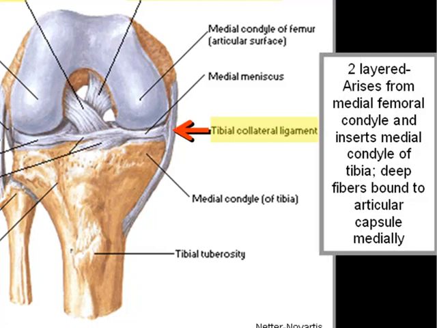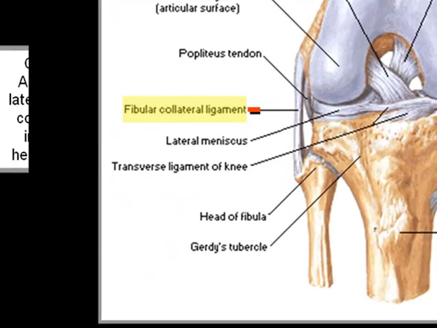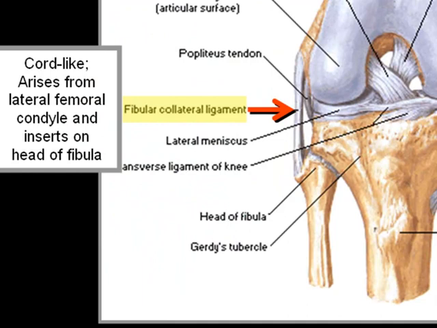The tibial collateral ligament, also sometimes called the medial collateral ligament, a two-layered, broad and flat ligament which arises from the medial femoral condyle and inserts superficially onto the medial condyle of the tibia. The deep fibers of the medial collateral ligament are bound to the articular capsule of the knee medially. And the fibular collateral ligament, also called the lateral collateral ligament, which is a cord-like ligament that arises from the lateral femoral condyle and inserts on the head of the fibula.